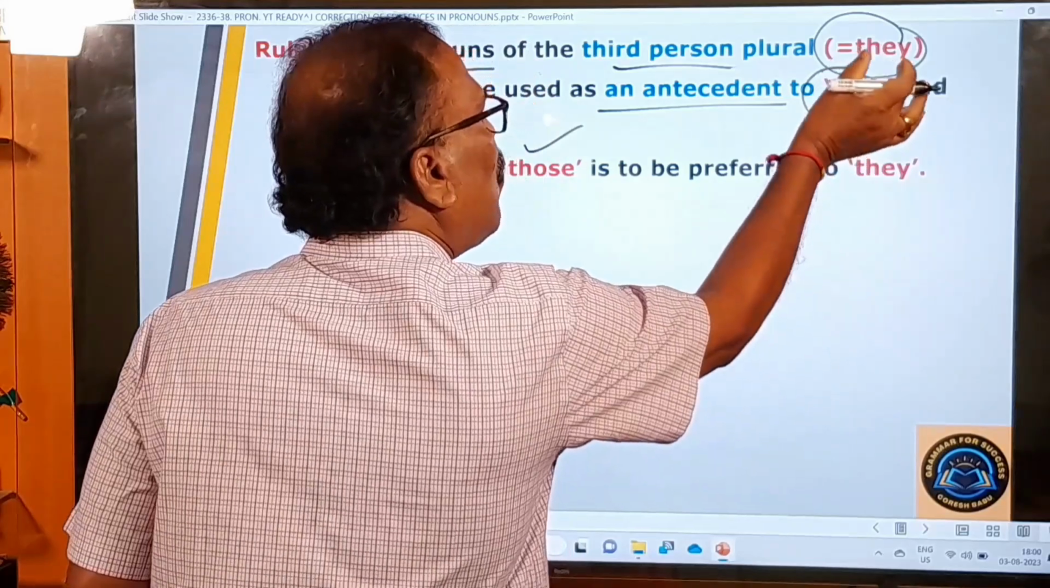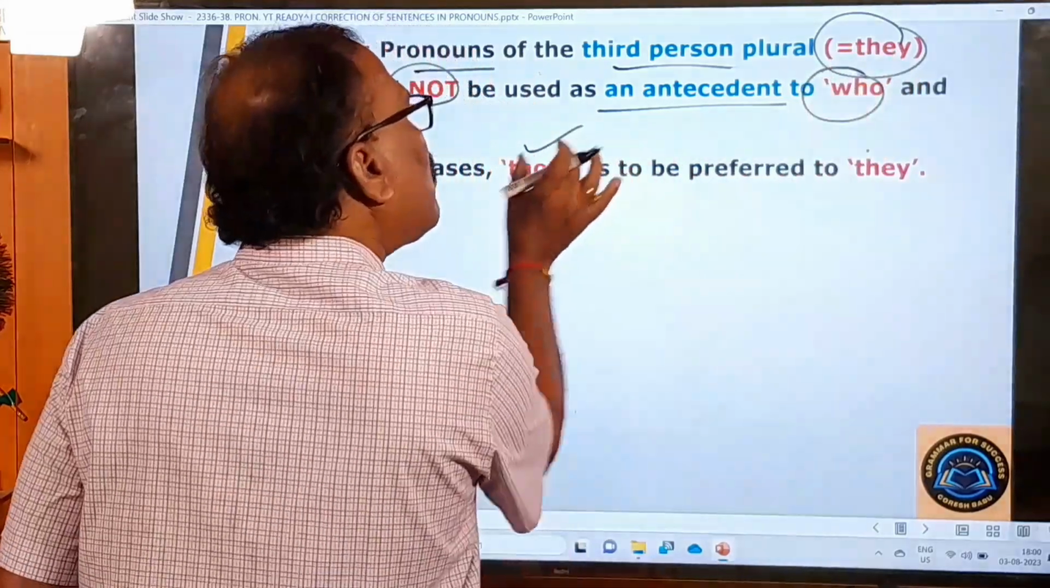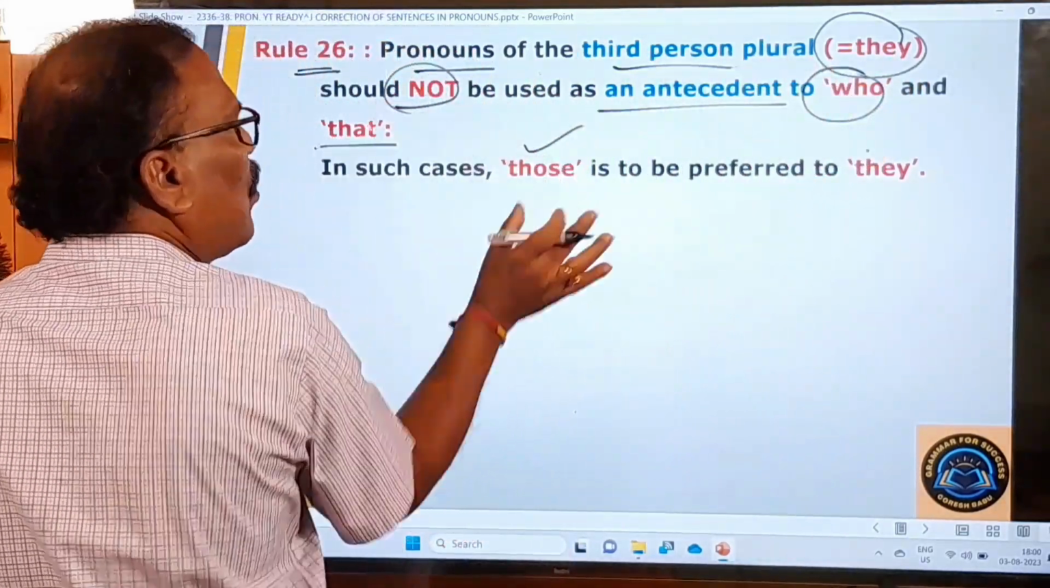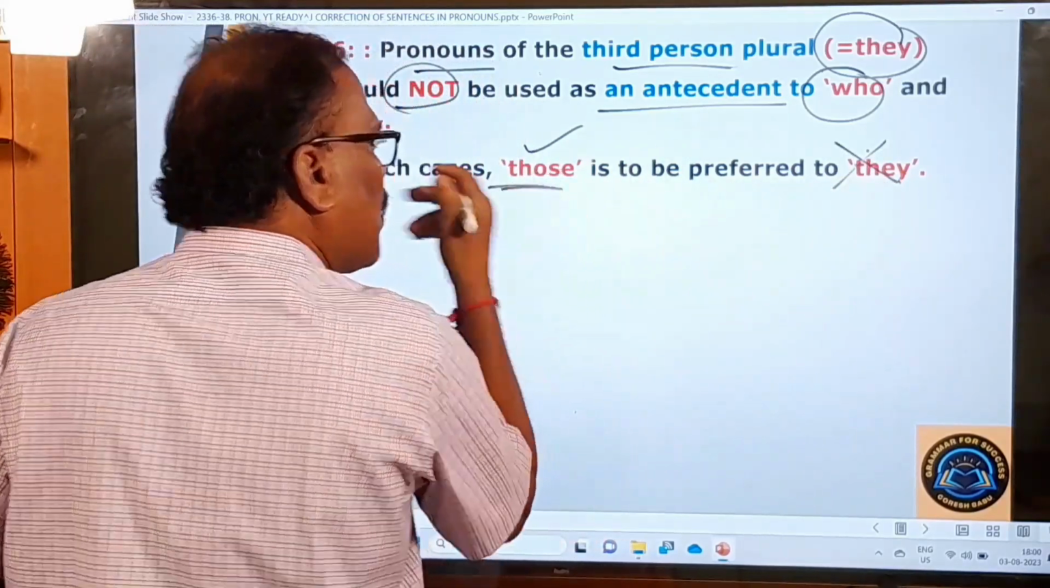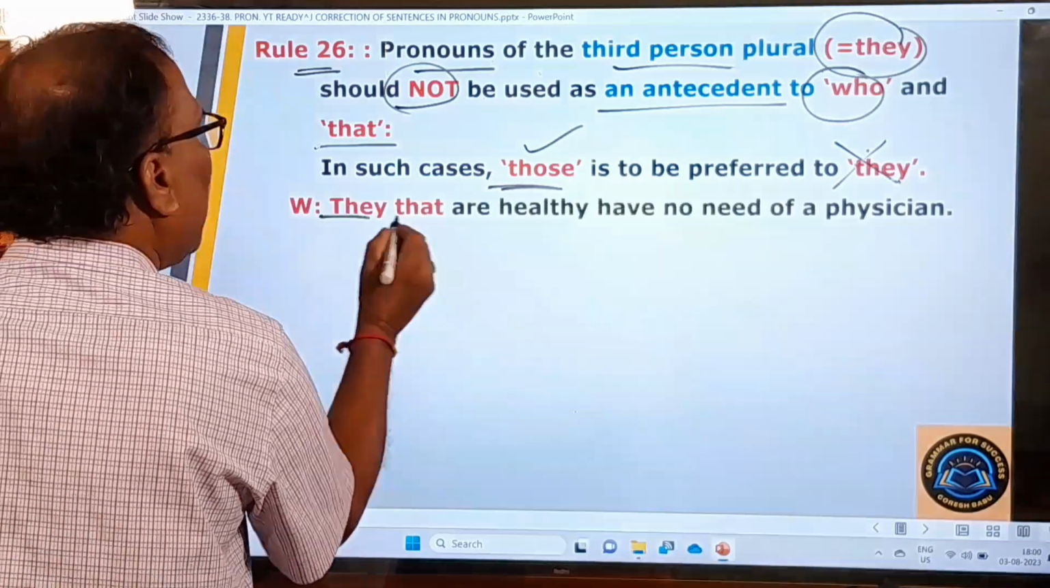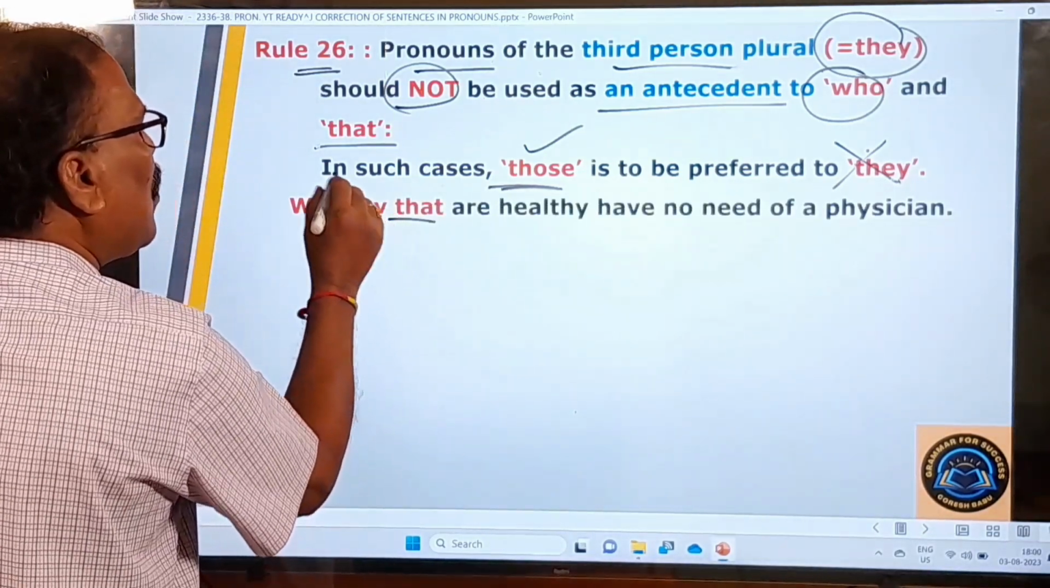If you want to say they and who, don't. Say those and who, it's okay. Those and that, okay. But don't say this one. Instead of this "they," you had better use "those." Here, for example, "they, that." So this combination is wrong.